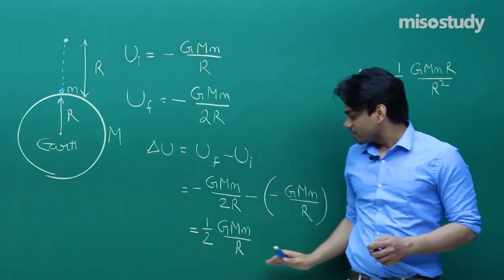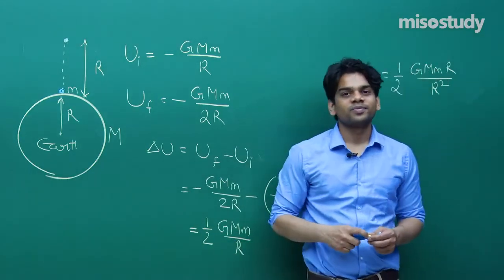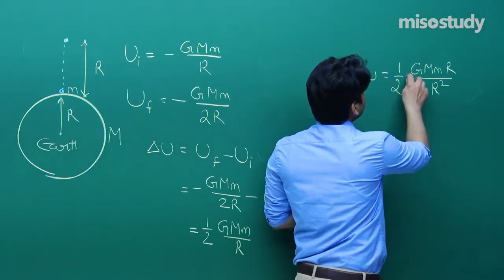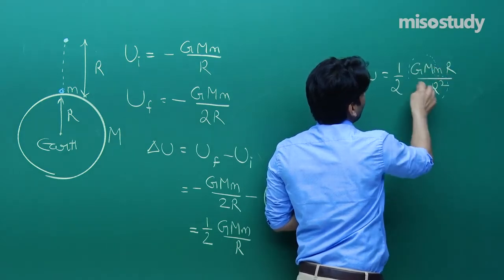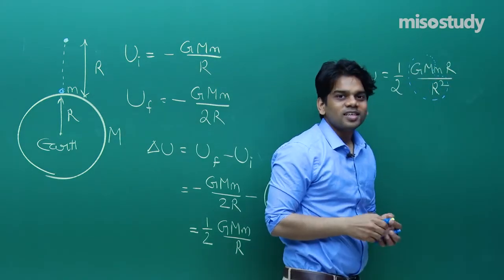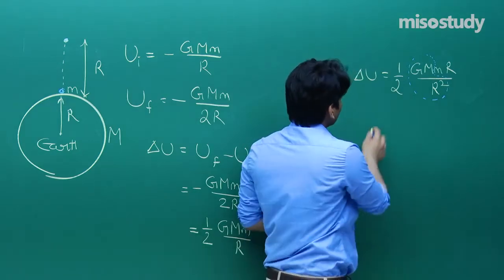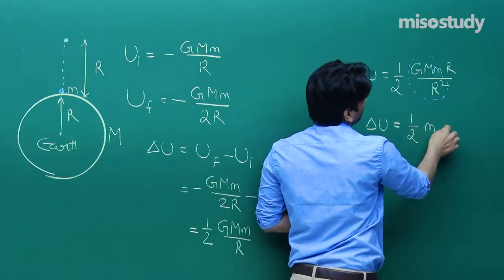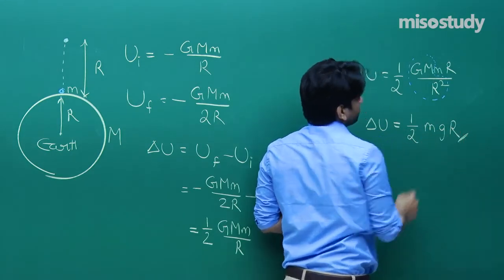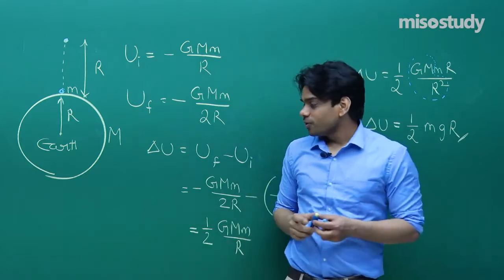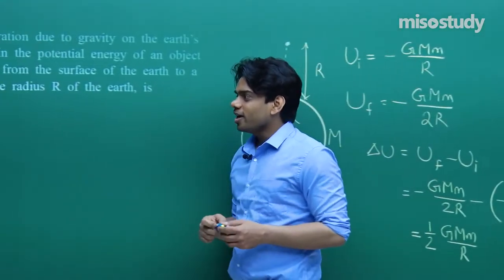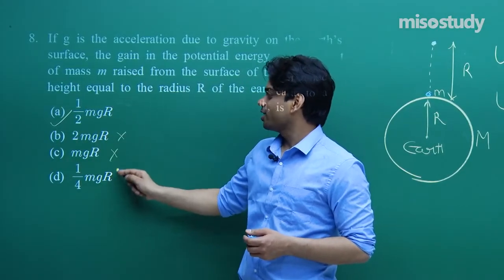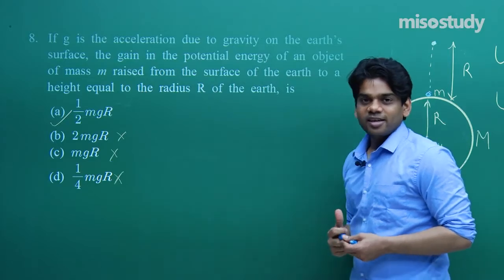Now see what we have done. We multiplied this equation by capital R and divided by capital R. Now observe, GM by R square will be equal to the acceleration due to gravity on Earth's surface. So delta U can be specified as half mgR. Let's check the given options, which one will be the right answer. Option A, half mgR, matches the right answer. The rest, 2 mgR is incorrect, mgR incorrect, 1 by 4 mgR is incorrect.